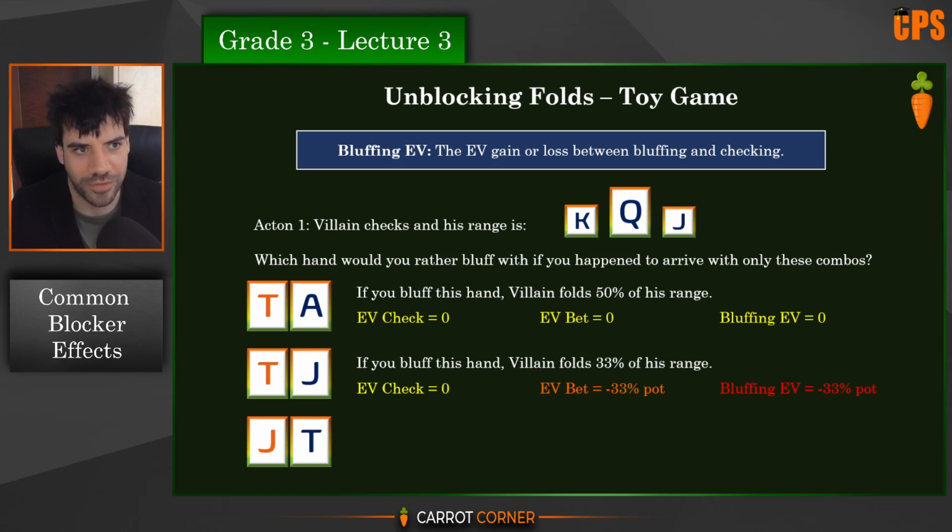You don't have to bluff in no limit hold'em in spots where you have no showdown value, because you might have less fold equity than you need to break even. This depends on your blocker effects.